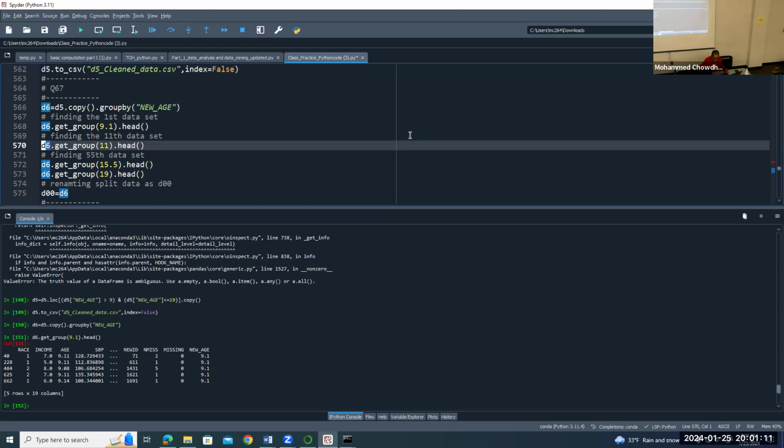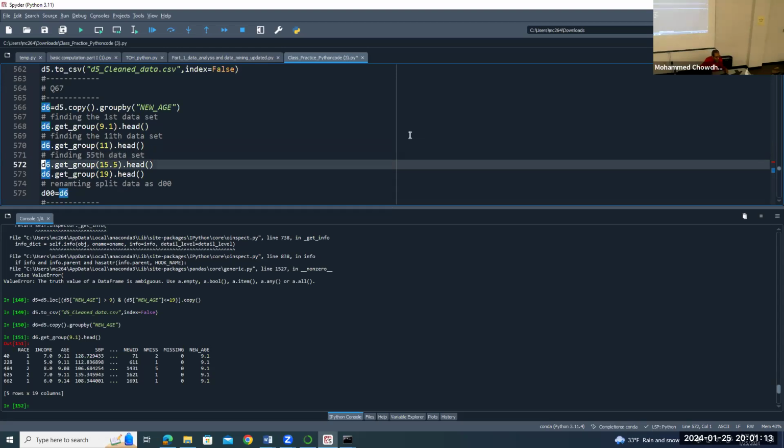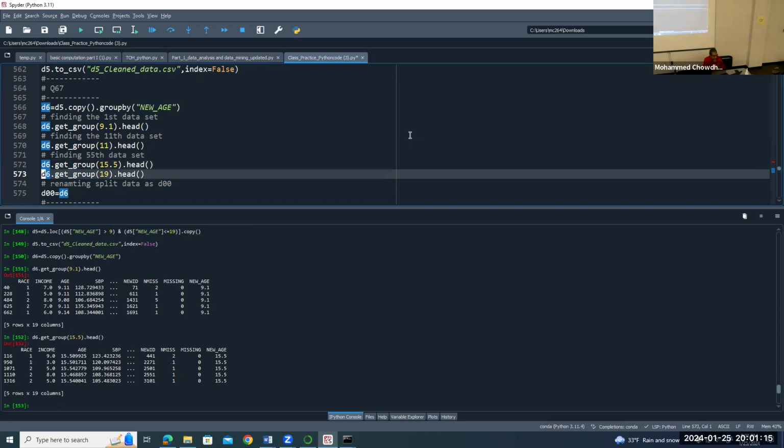Now if I want to take a look at the data corresponding to age 15.5, are you seeing 15.5? Now D6 has how many groups? 100 groups. D6 is not one data. D6 dot get group 9.1, one data.